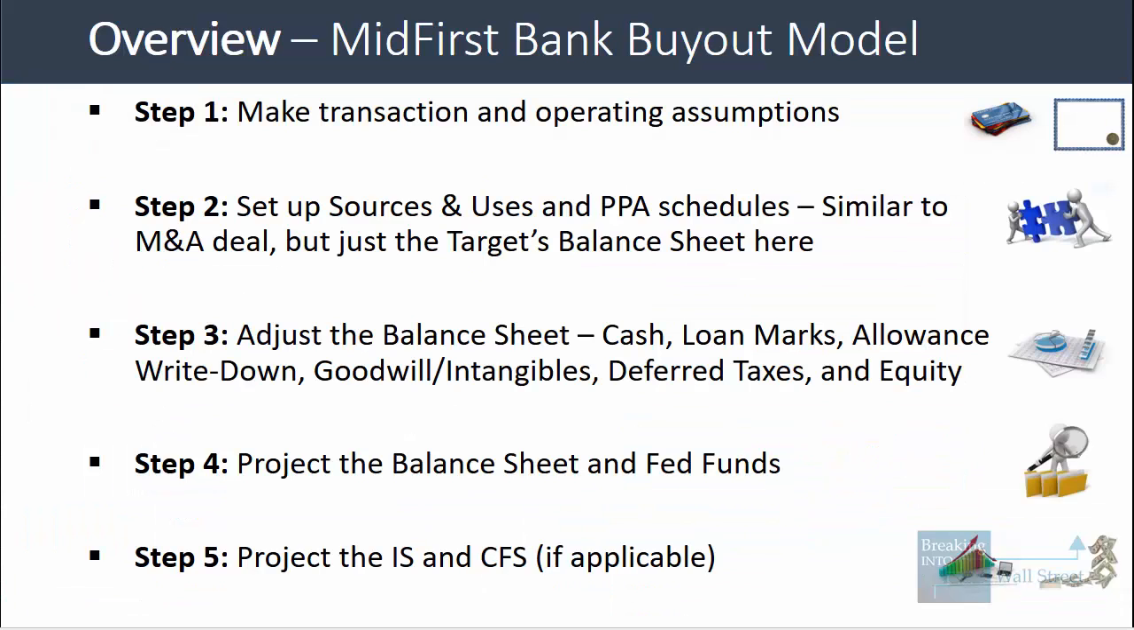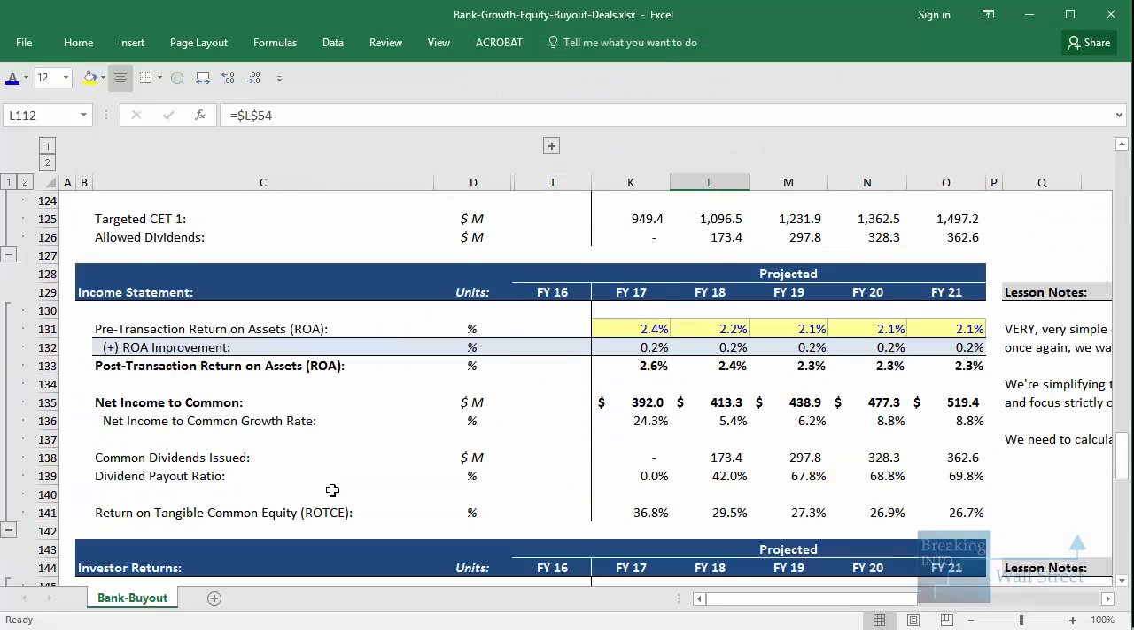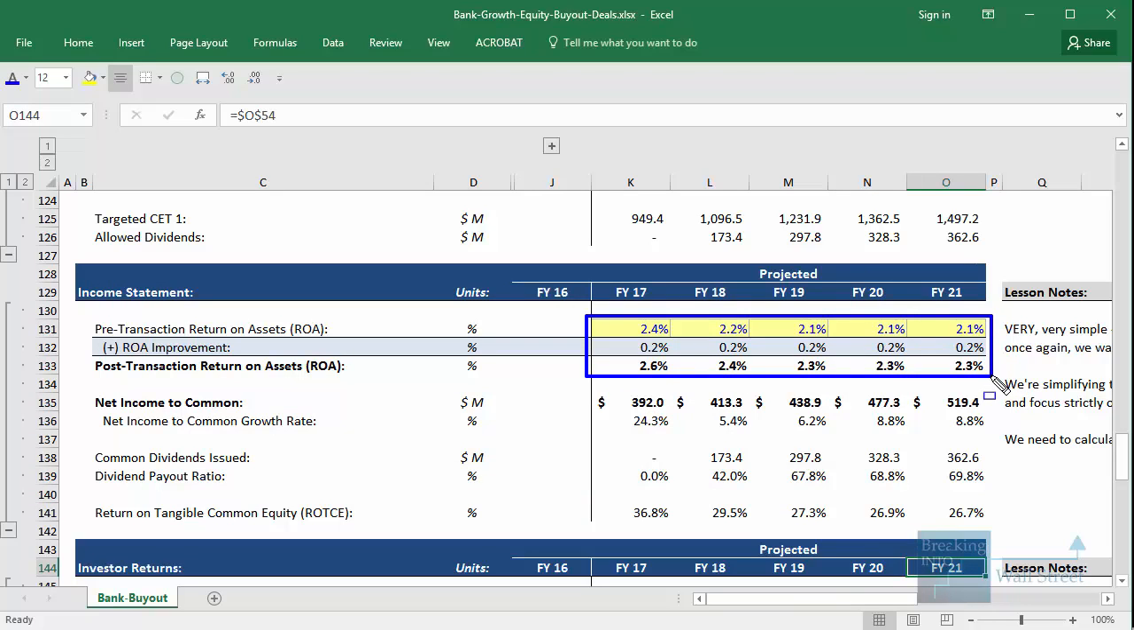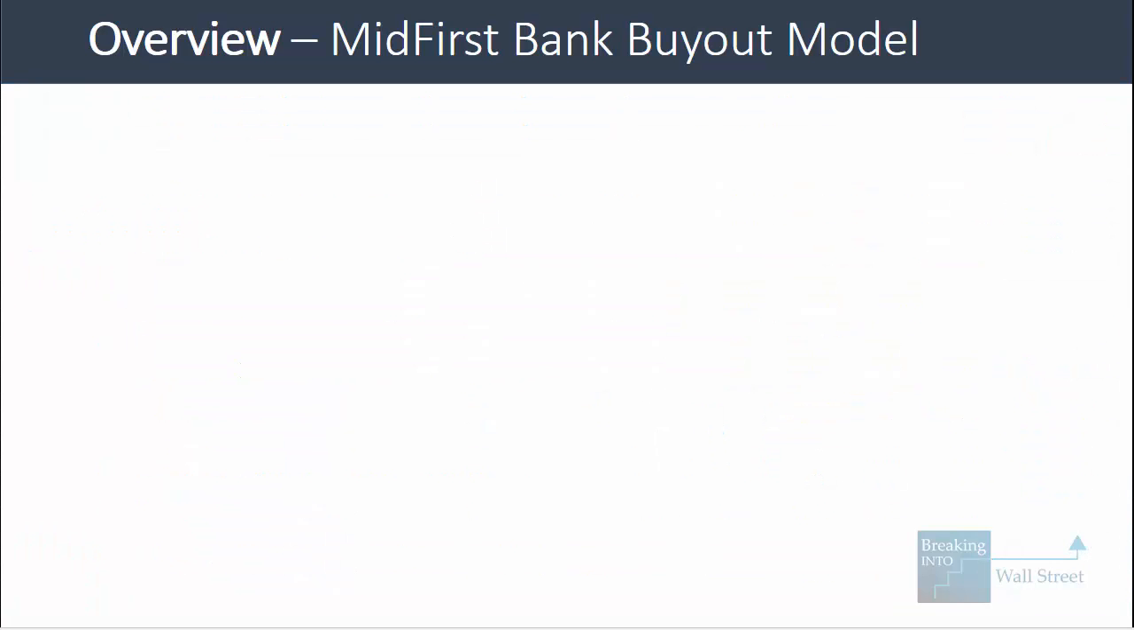In step 5, you project the income statement and cash flow statement. If you have a cash flow statement, you don't necessarily need one for a bank. Here, our income statement is very simple because it just consists of net income, which we've projected based on an assumed return on assets for this bank. We just multiply that return on assets by the bank's average total assets to get the net income to common. We don't have a cash flow statement here.